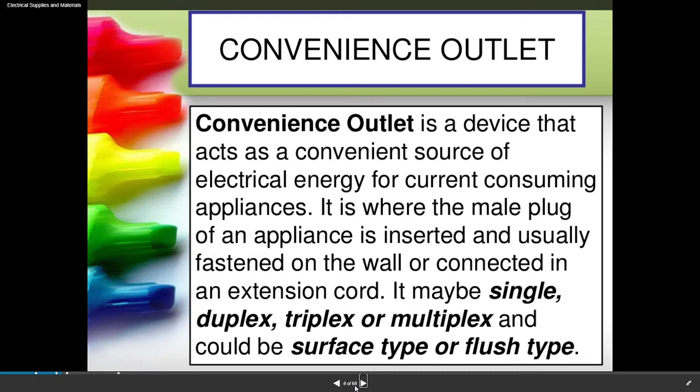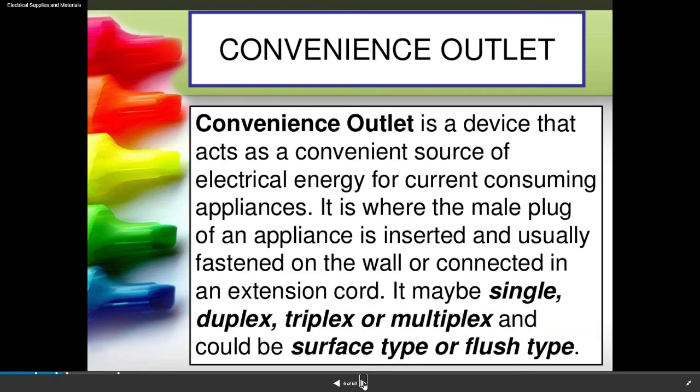It may be single. When we say single, there is only one outlet, so you can only plug one appliance. Duplex, of course, is two. Triplex, three. Multiplex could be more than four or five appliances plugged to that convenience outlet. And it could be surface type or flush type.